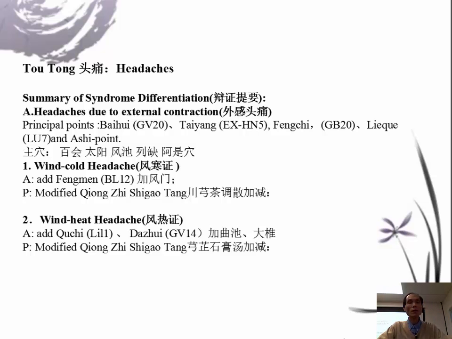So here, if you have wind cold, we add one more point, both sides, 1.5 inch from below the second thoracic vertebra. We have 2 points, which we call BL12. Okay, and then besides acupuncture, we are going to talk about the herbal prescription. For the herbs, we have 川芎茶调散 and 荆防败毒散. What's that?